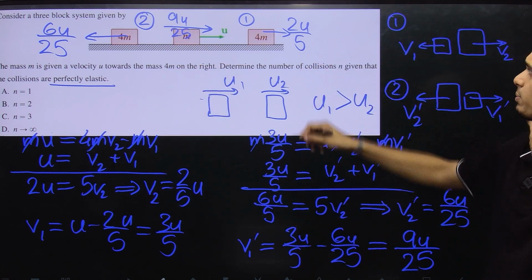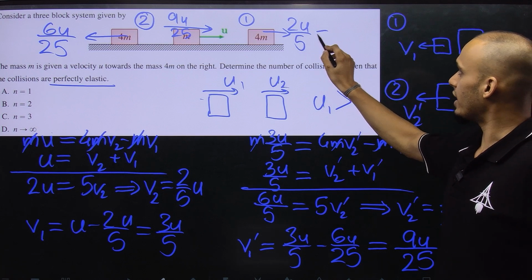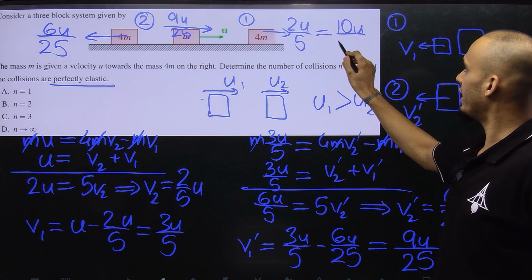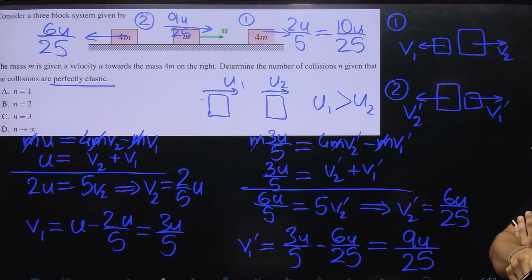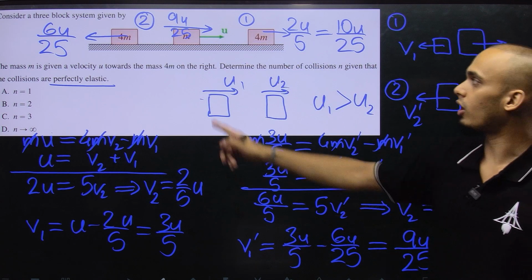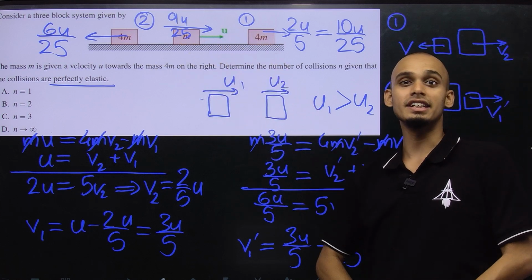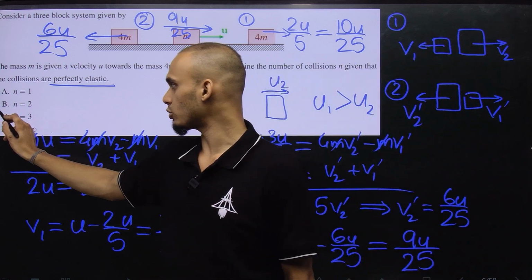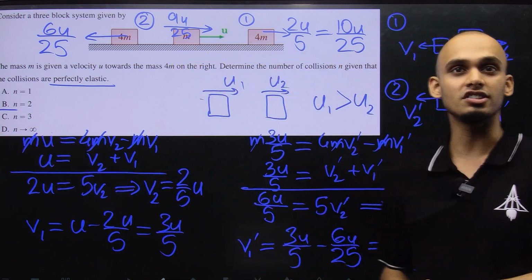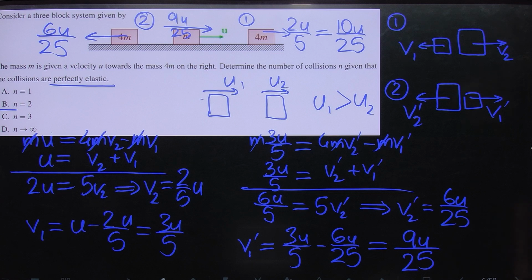And since the first block was moving with 2u by 5, that is 10u by 25, it is faster than the mass m after the second collision, so m will not be able to catch up with the block ahead, and there will be no further collisions after the second one. So there will be a total of 2 collisions in the system. Let's take a look at the next one.